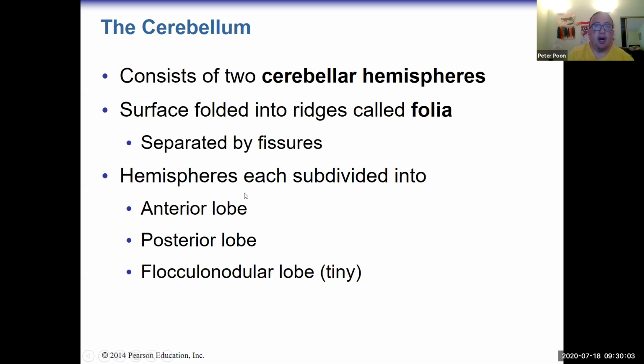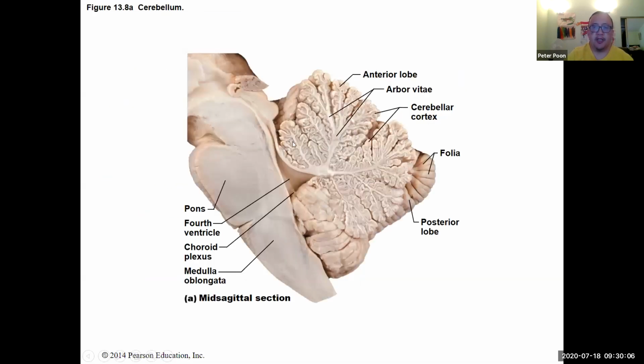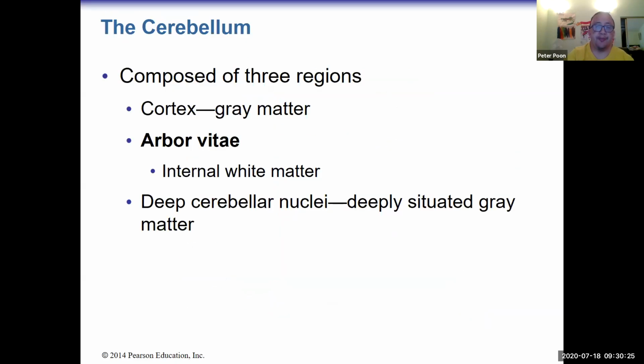So you can see this is the cerebellum. The cerebellum has gray matter on the outside and white matter on the inside. And the white matter in this case, you see how it looks like a tree? It's called the tree of life, the arbor vitae.